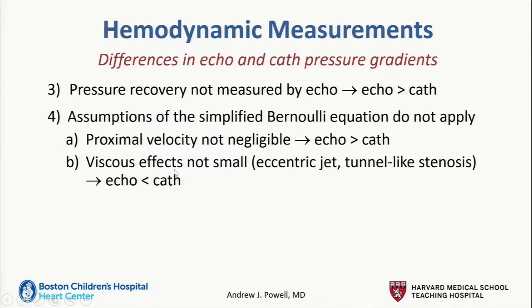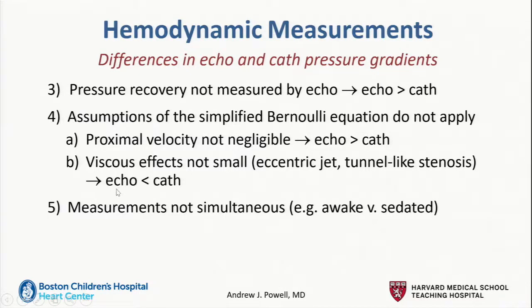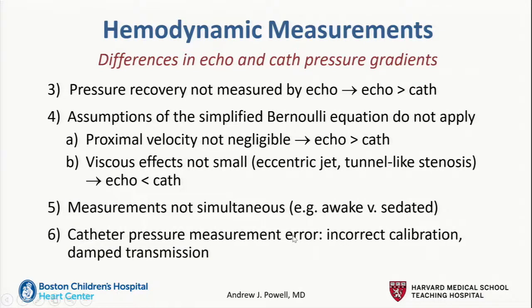Another situation is that those viscous effects are not small. That's that Blalock-Taussig shunt example. In that case, you're going to underestimate the pressure gradient, so echo measurements are going to be less than cath. And then we can come up with some more situational things. Typically, echoes aren't performed simultaneously with the cath measurement, so the hemodynamics and the patient state might be different, awake versus sedated, so you shouldn't expect them necessarily to agree. And then finally, you could have catheter pressure measurement error.